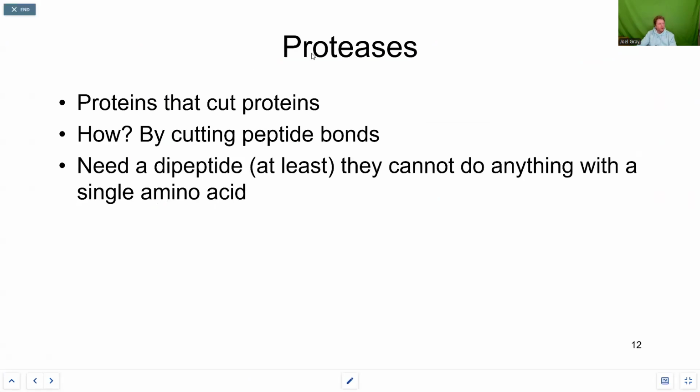So we talked a little bit about proteases. Proteases are proteins that cut proteins. They're kind of cannibals in some respects.